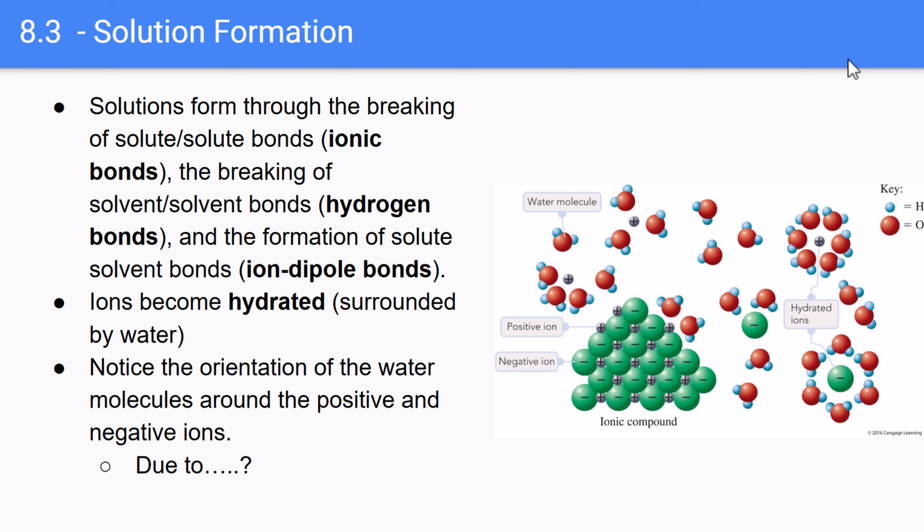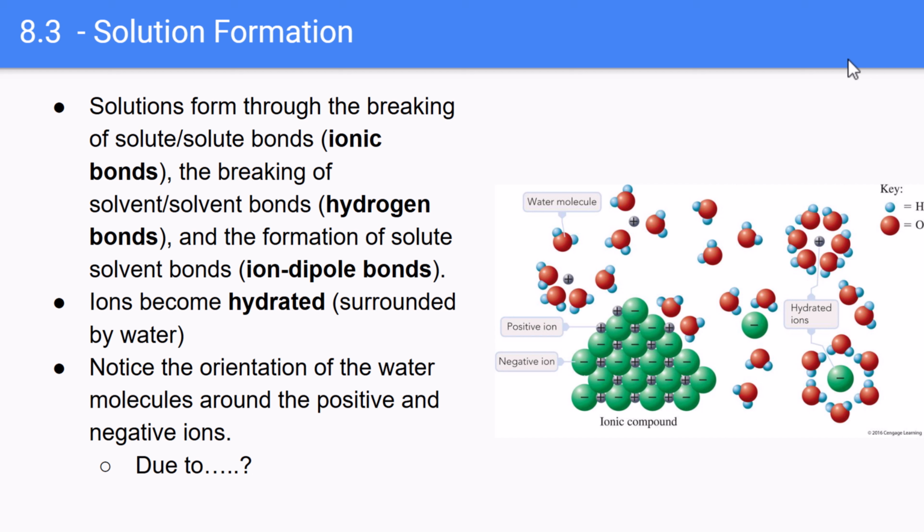So when solutions form, they form through the breaking of solute-solute bonds. So imagine you're taking a solid piece of NaCl and you're putting it into water. Well, 3 things are going to happen here in order to make a solution. The first is that the solute-solute bonds are going to break. That is, the lattice structure that is in the ionic solid is going to break apart and you are going to get individual ions. We need to break apart the solvent-solvent bonds, and what's holding the water molecules together in the solvent is hydrogen bonding, so those need to break.